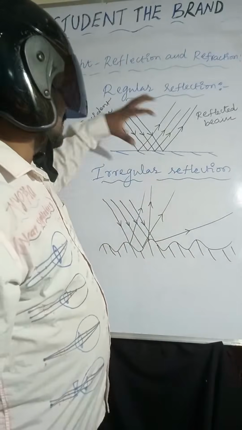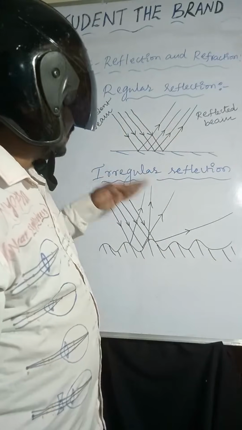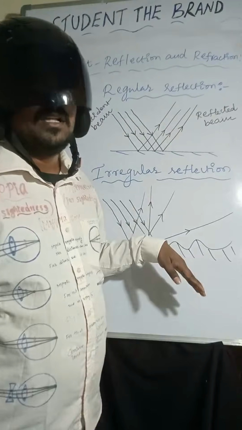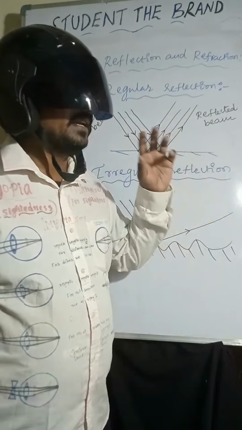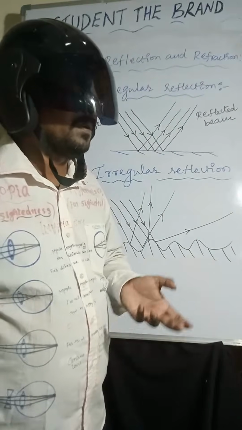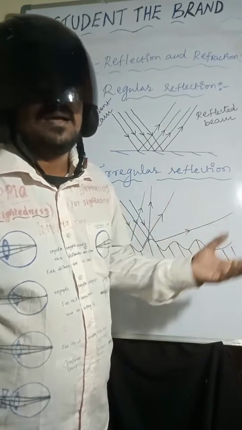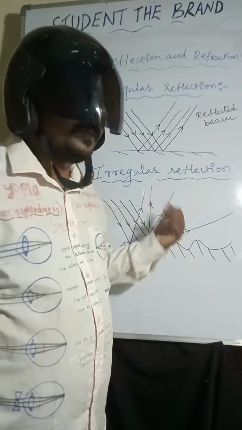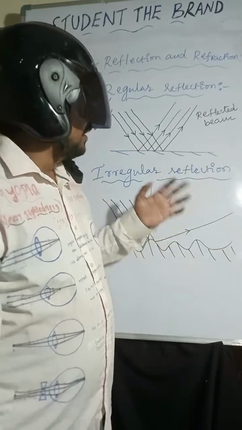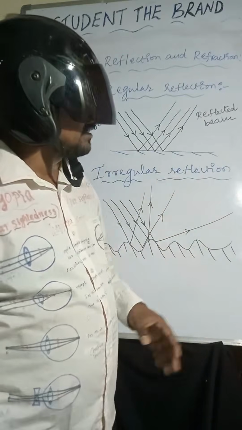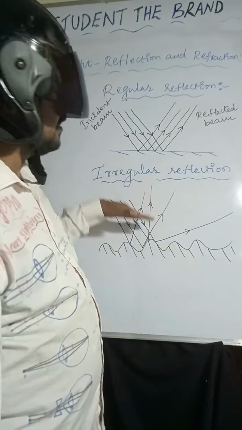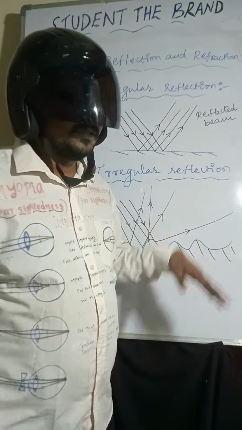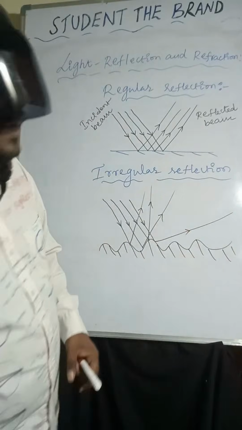Regular reflection takes place on a smooth surface. Irregular reflection takes place on a rough surface. As examples of rough surfaces, you can take a wall and paper. Irregular reflection takes place on a rough surface. I hope it is very clear. This is about regular reflection and irregular reflection. Is it clear? Right.